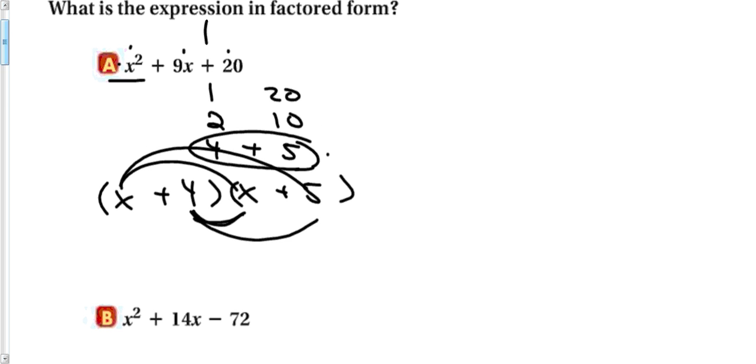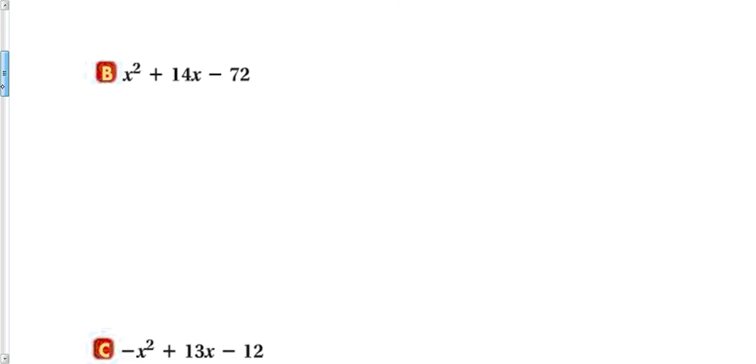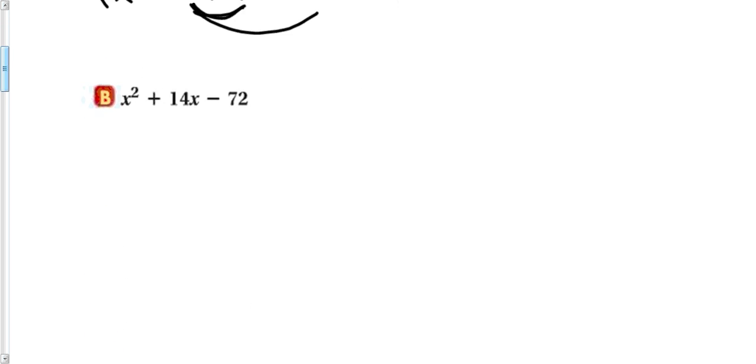In this case, we have a positive and a positive. So now I'm looking for the factors of 20 that add to 9. Well, with problem B, I want the factors of 72. Now they're going to subtract.